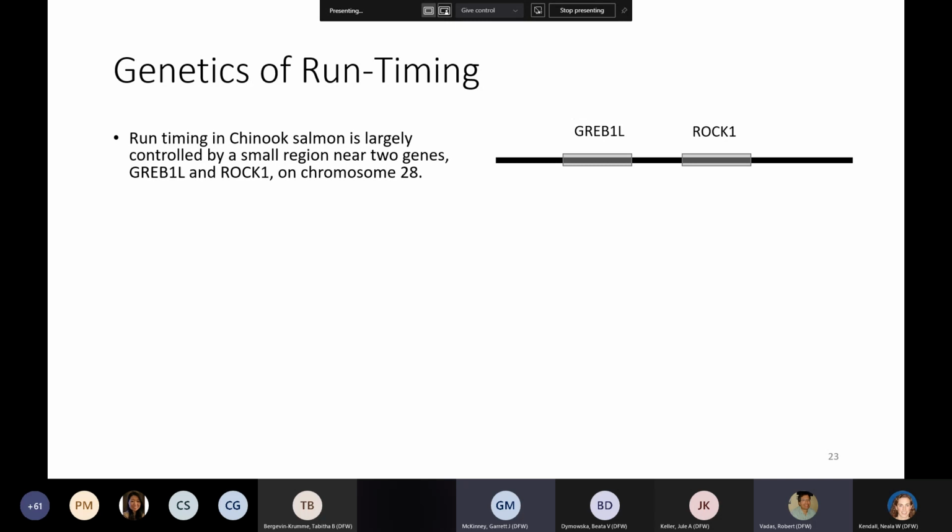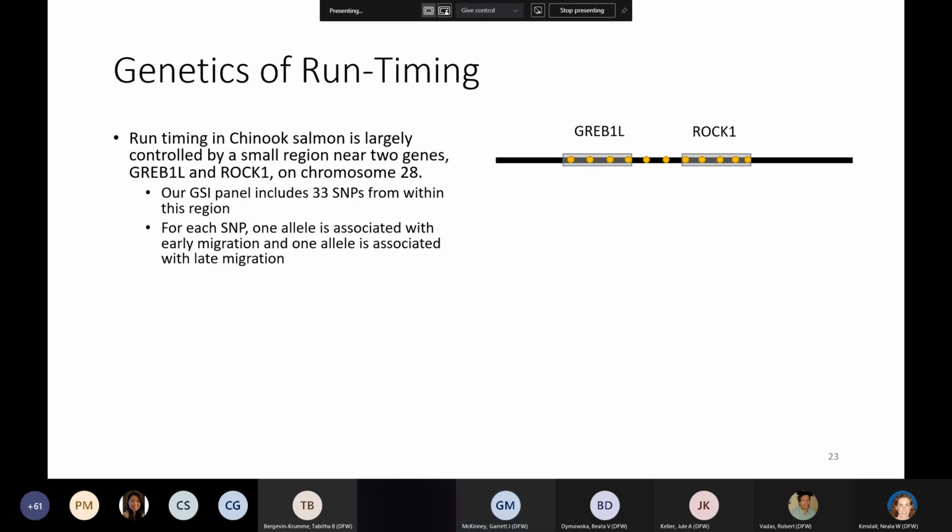So I'm going to go again over the genetics of runtiming real quick just to frame you up for the next slide. So again, we have the GREB1L and ROCK1 genes that influence run timing on chromosome 28. And our marker panel has 33 genetic variants throughout this region, represented by those little dots. For each of these different variants, we have one allele associated with early migration and one associated with late migration. And this region is inherited as a single block. So these aren't 33 independent markers.